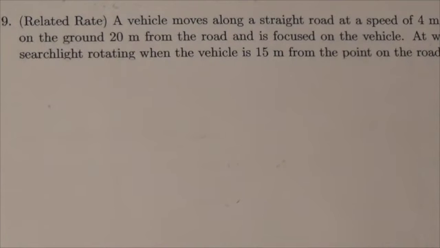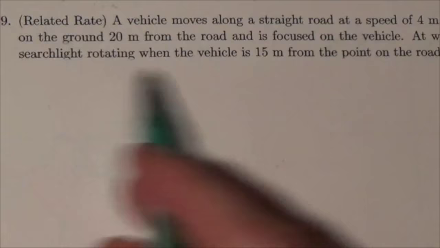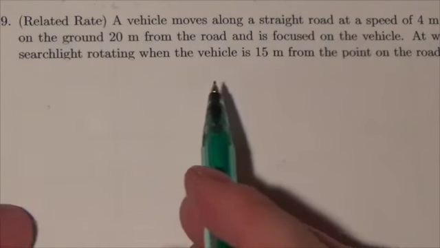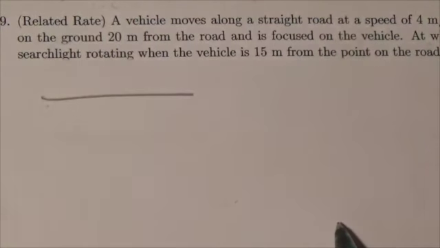All right, hi everybody. We're working through the trigonometry review for calculus here, and we're looking at a related rate problem. It says a vehicle moves along a straight road at a rate of 4 meters per second.